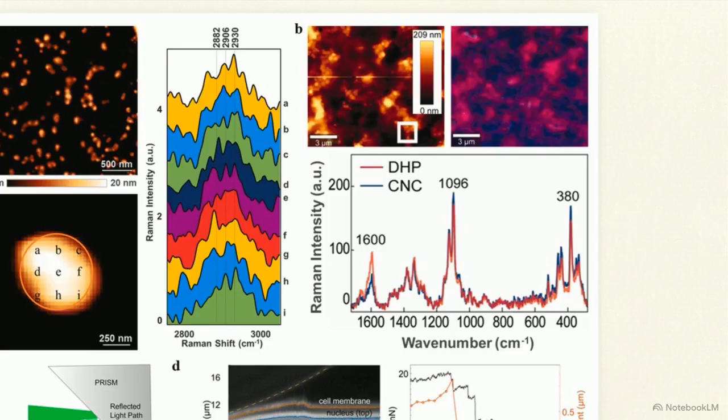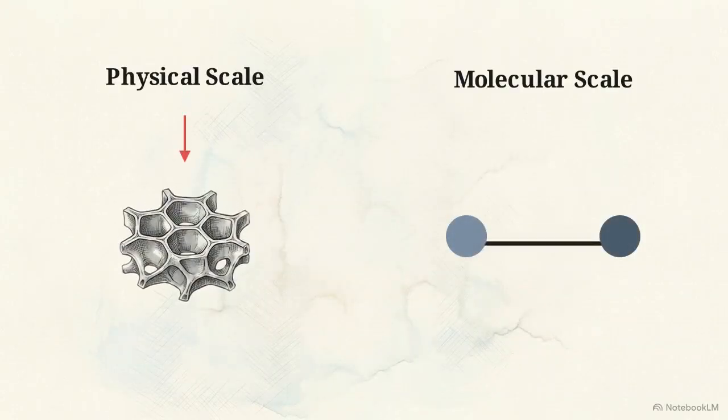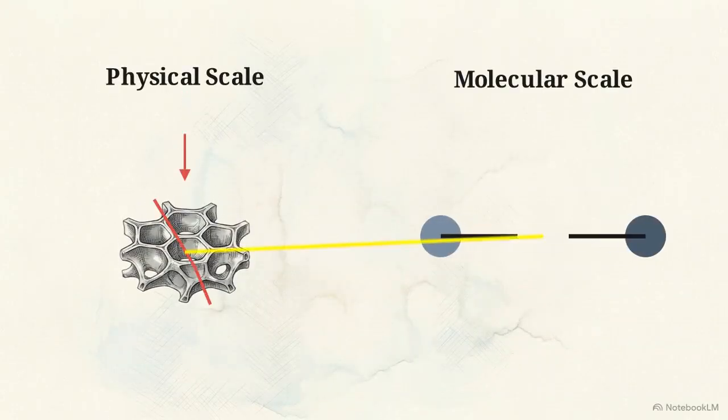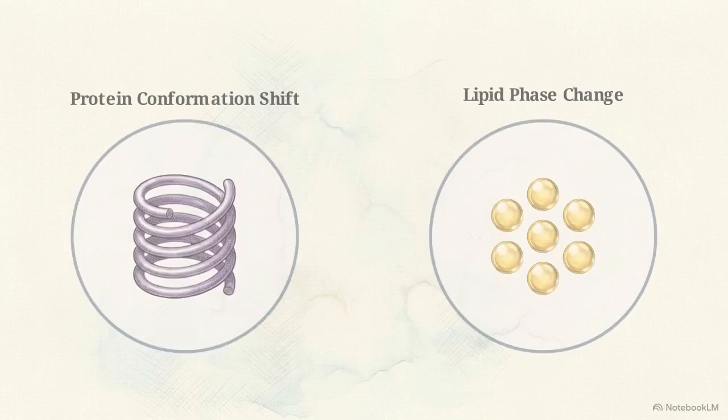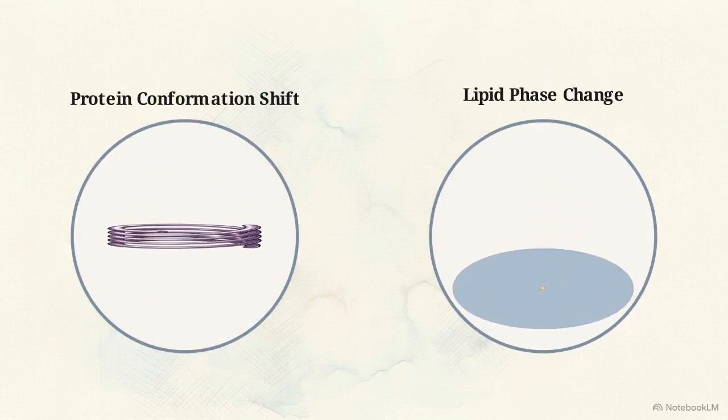This setup overlays the physical landscape with the chemical landscape. The topographical map on the left matches perfectly to the confocal Raman spectroscopy map on the right. These specific spectral peaks confirm the exact chemical identity of the physical structures identified by the physical probe. Researchers can definitively link a localized change in physical texture to a specific molecular event, whether that is a protein conformation shift or a lipid phase change.